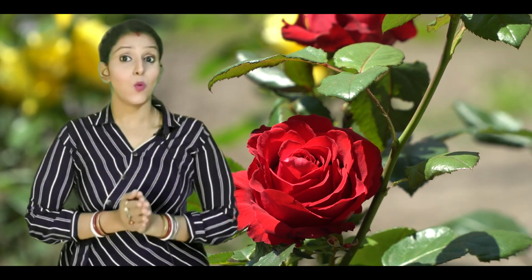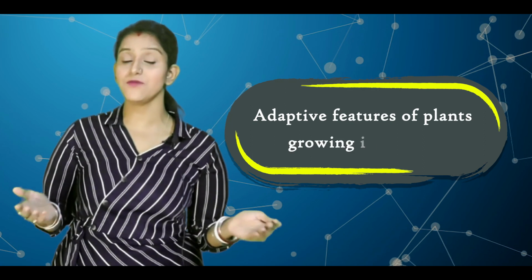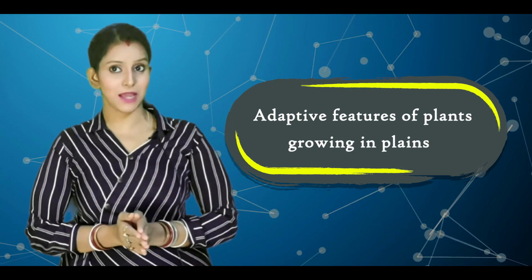Let me tell you one fact about rose plant. You might have seen that roses have spikes or thorns present on them. Do you know the reason? Let me tell you the reason. Roses have thorns to protect them from being eaten by animals who might be attracted to them due to their sweet fragrance. Now, let us learn about the adaptive features of plants growing in plains.